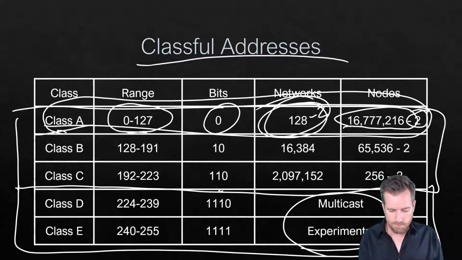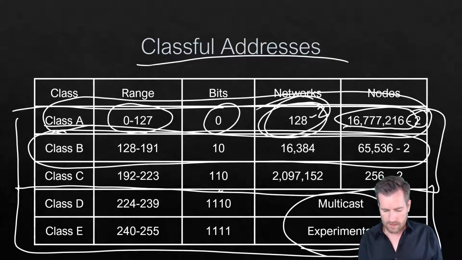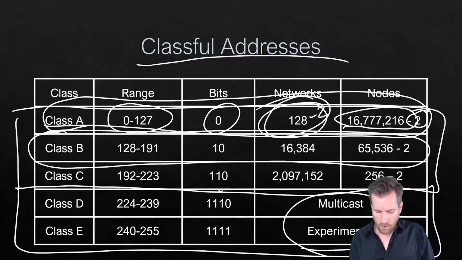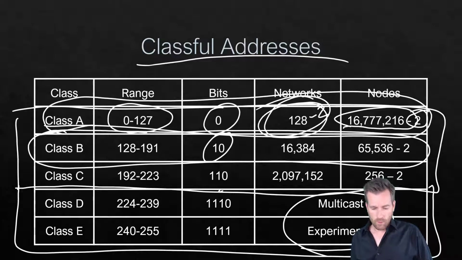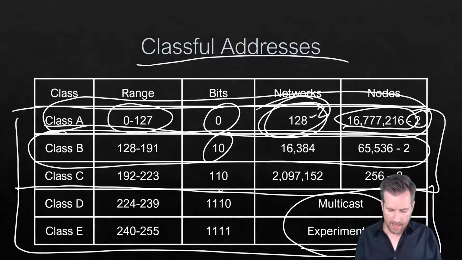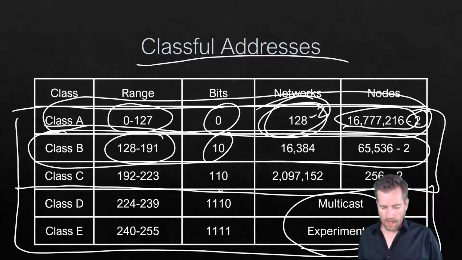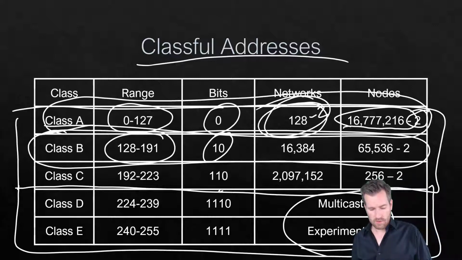A Class B right there starts out with a 1-0. And when we figure that out, we actually have 128 to 191 range when it comes to the first octet.